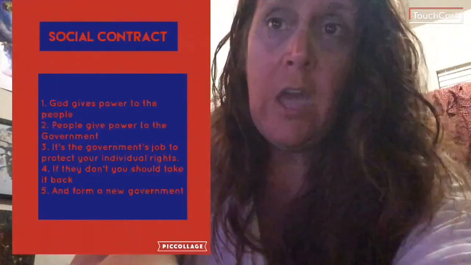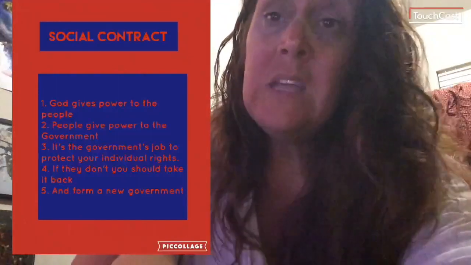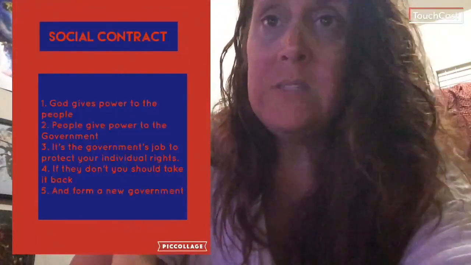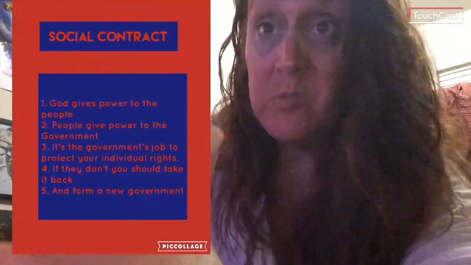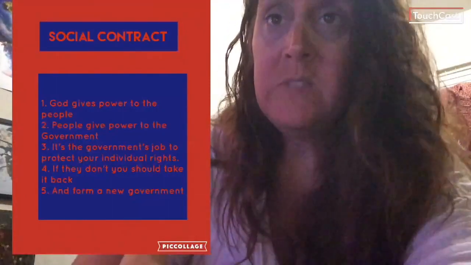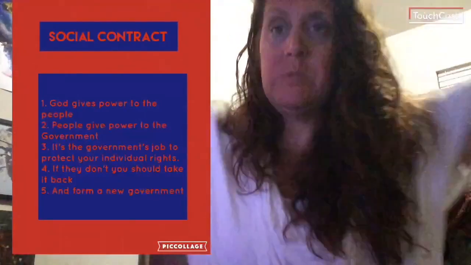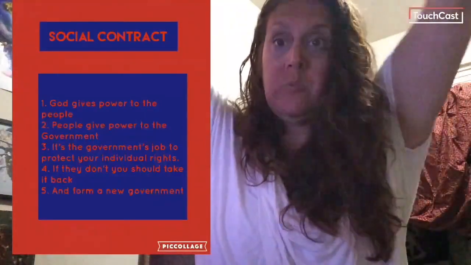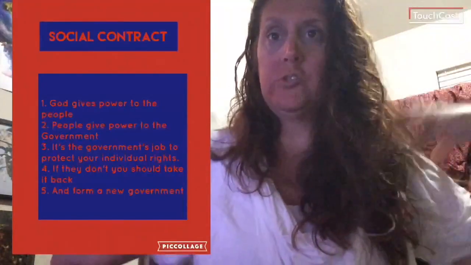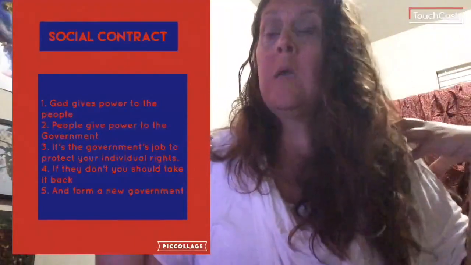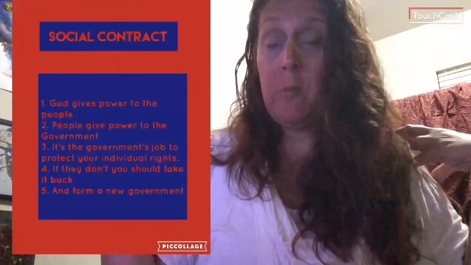So this is how I describe it in class. It's the idea that Locke came up with where he said, look, power doesn't come from people. Power comes from God. And God gives that power to the people. So reach up to the heavens and touch your shoulder. Power comes from God. God gives power to the people. Okay? Touch your shoulders. All right? People give power to the government.